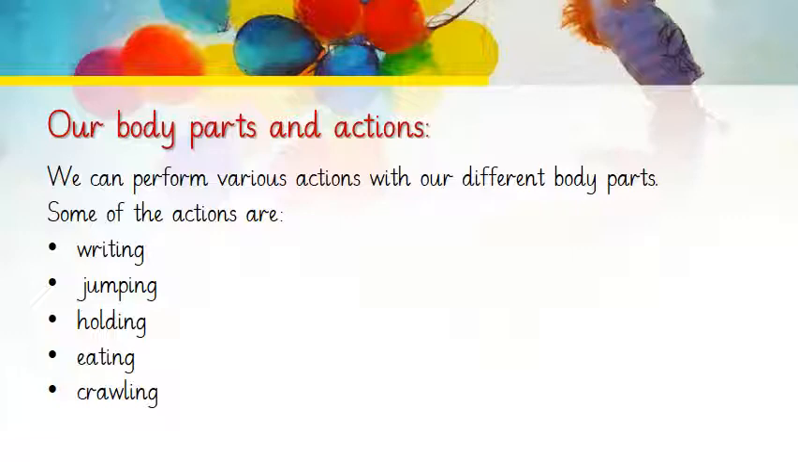We can perform various actions with our different body parts. Some of the actions are writing, jumping, holding, eating, and crawling. We do writing with the help of our hands. We do jumping with the help of our legs and feet. We hold the things or grip the things using our hands or arms. We eat using our mouth. A baby crawls with the help of hands and legs. In this way, so many other actions are done using different body parts.